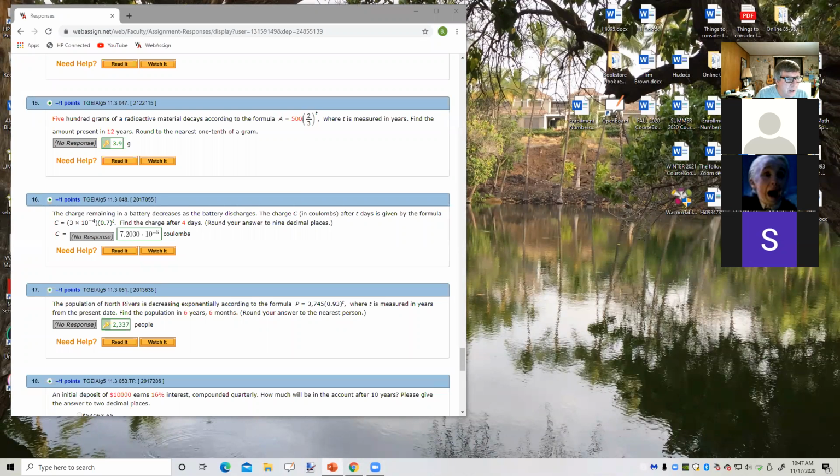Problem number 15. 500 grams of a radioactive material decays according to the formula A equals 500 times 2/3 to the T power. I want to point out, it says it's decaying and our base is less than 1, so it would be decreasing or decaying, okay? Where T is measured in years, find the amount present in 12 years, round to the nearest 1/10 of a gram. So we want to find A of 12. Okay, because T is years and we want 12 years.